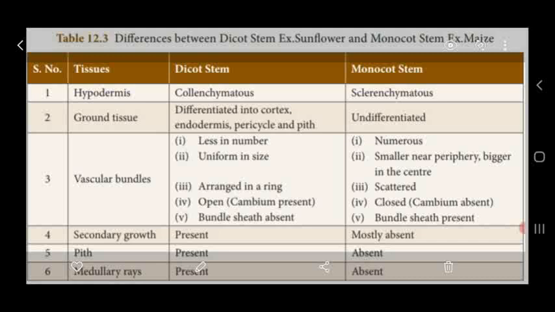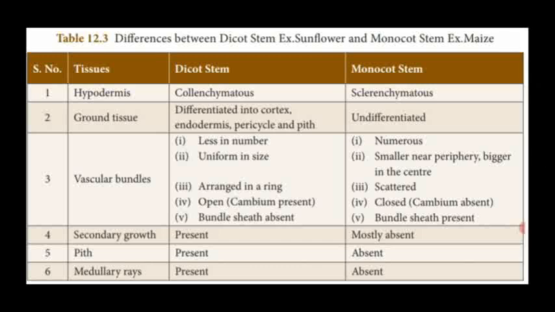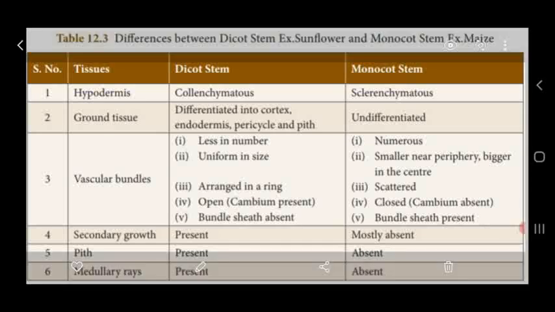Next one, ground tissue. In dicot stem, the ground tissue consists of cortex, endodermis, pericycle and pith. We all know that one. Here in dicot stem, the ground tissue is differentiated into cortex, endodermis, pericycle and pith. But in monocot stem, it is uniformly arranged. So, no differentiation. That's why it is given as undifferentiated. Only one type of cell is present, that is parenchymatous cell.